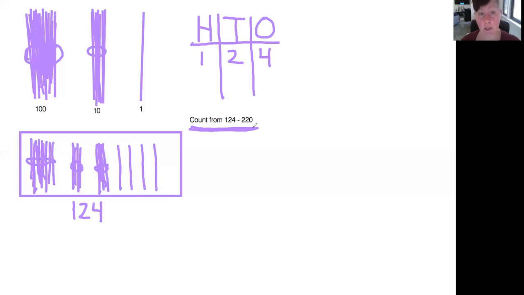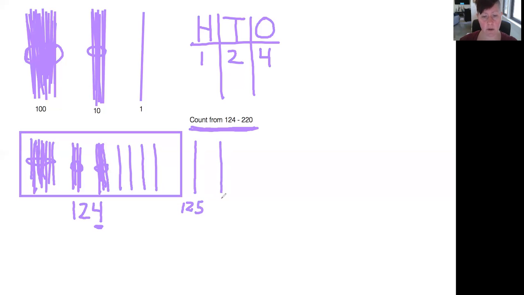Now, I do want you to draw this out. So the first thing you would look at is your 1s place. How can I get out of the 1s place? Because we don't want to count by 1s all the way to 220 because that would take a really long time. We're trying to do this in the quickest time possible. So if I'm at 124 and I'm trying to get out of the 1s, I need to add a 1, and that would get me to 125.